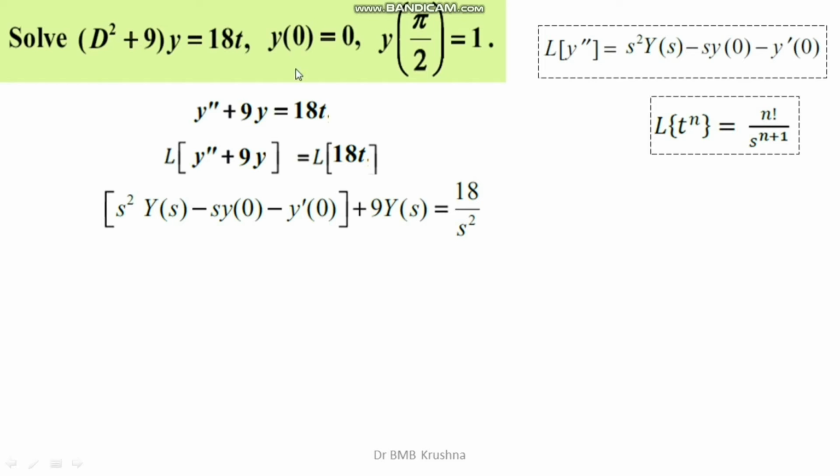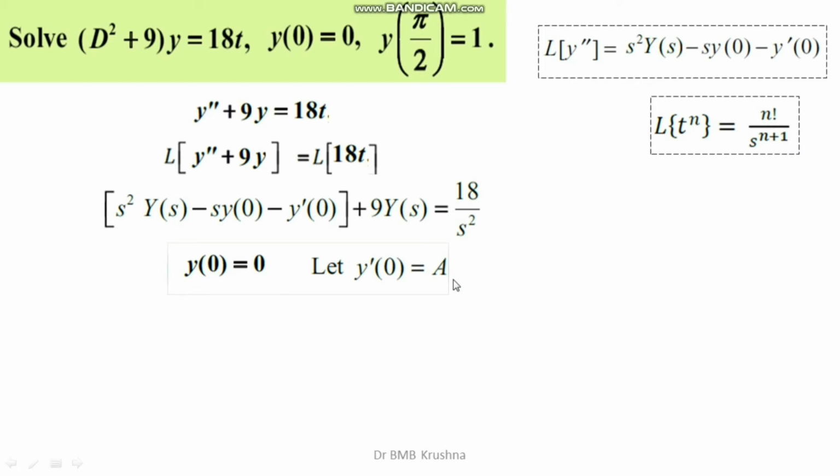Generally we have the boundary conditions, but here we have the initial conditions. y of 0 is utilized here as 0, but y dash of 0 is not presented in the hypothesis, not given in the hypothesis. That is why we assume the condition y dash of 0 as a generalized constant a.